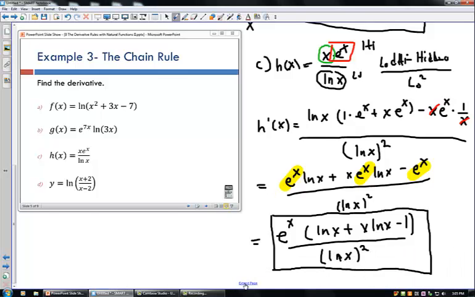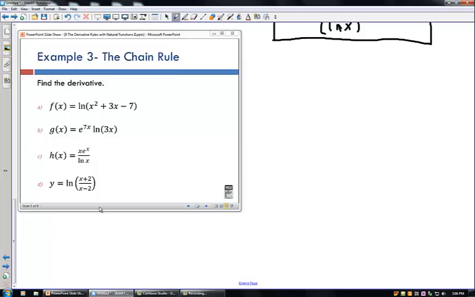So the last one on this example is right here, part D, and if you look at it, you're definitely going to have to use a chain rule here. You have x plus 2 divided by x minus 2, but you do not want to start with the quotient rule because it doesn't involve the ln. So we're actually going to start with a new rule we learned today.